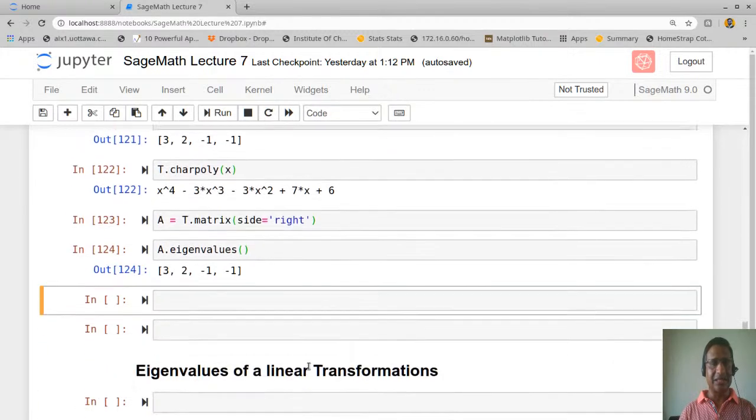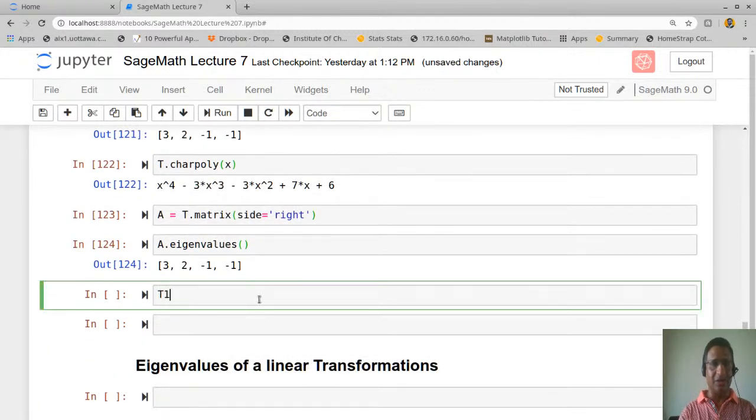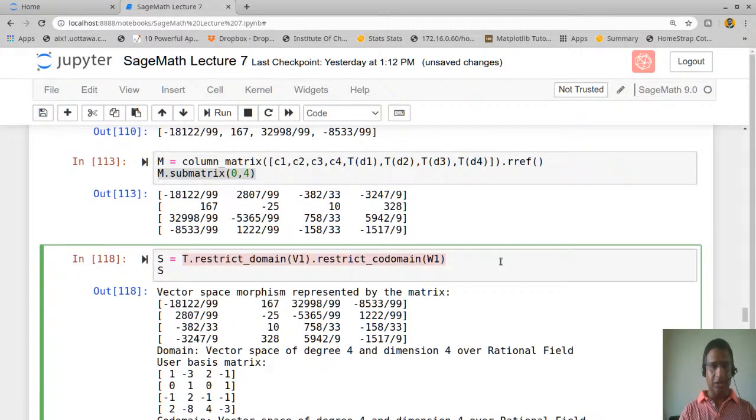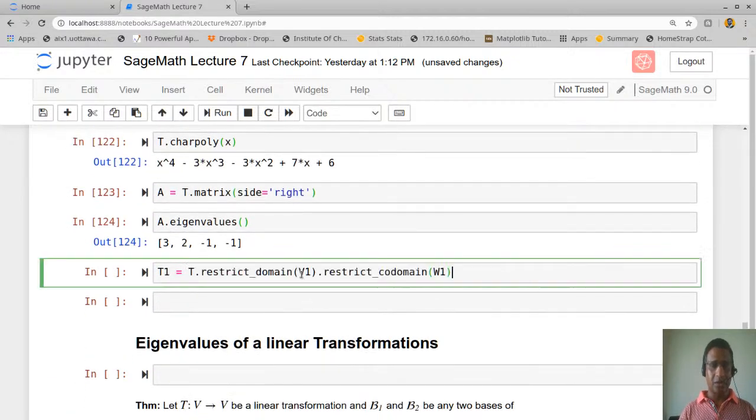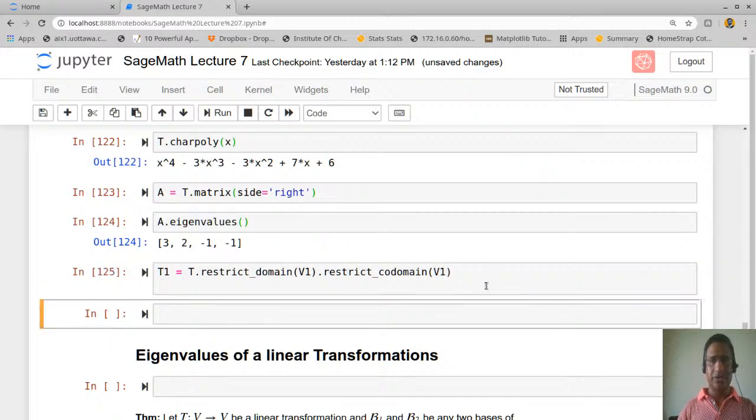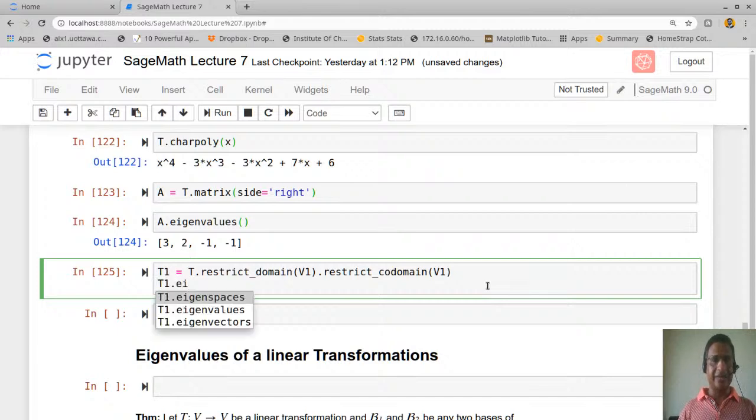Okay, so let me call this T1, the restriction of T onto the domain and codomain. Both the domain and codomain restriction is V1. That means domain and codomain have a basis defined by the vectors D1, D2, D3, D4. Right. And let us look at now what are the eigenvalues of T1.